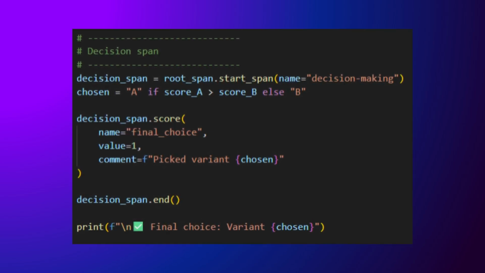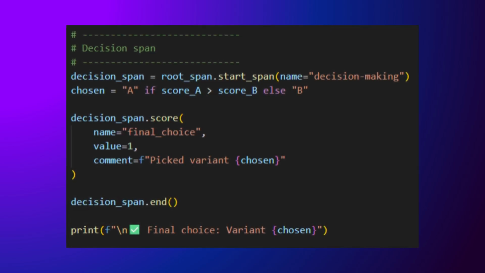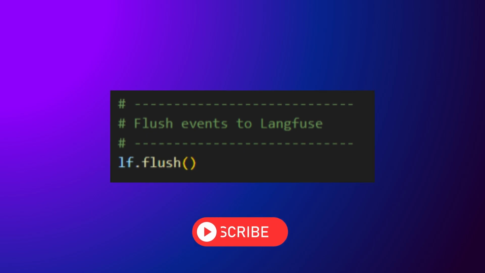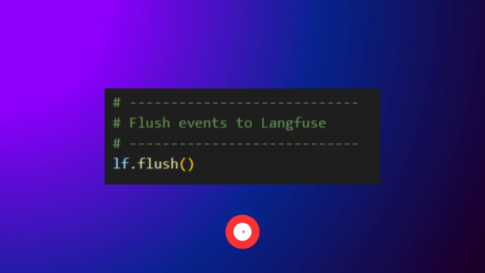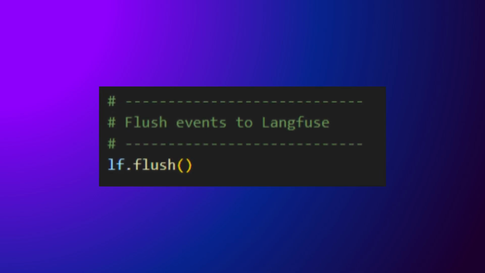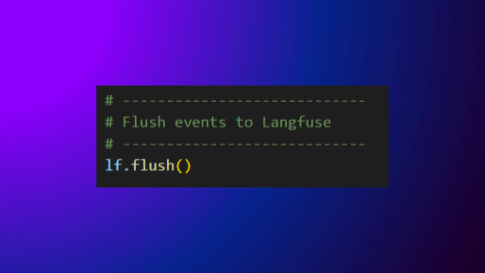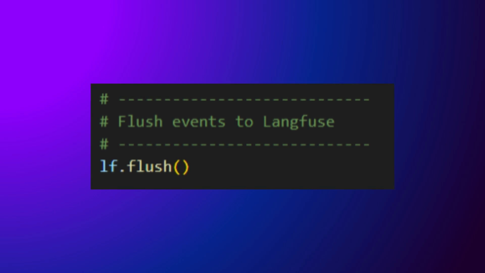Finally, we print the answers, log the ROUGE scores, and make a decision for the better variant. At the end, we flush everything to Langfuse. This workflow is super powerful because it combines retrieval, generation, evaluation, and observability all in one seamless pipeline. And with Langfuse, you can trace and optimize every step.